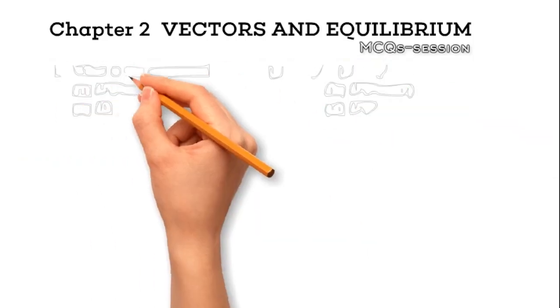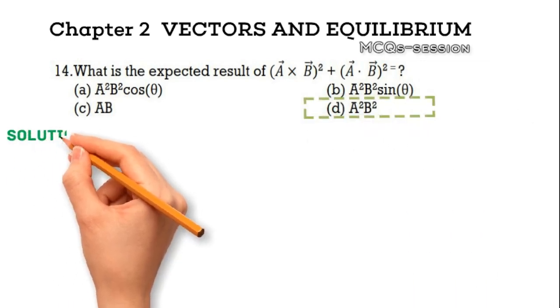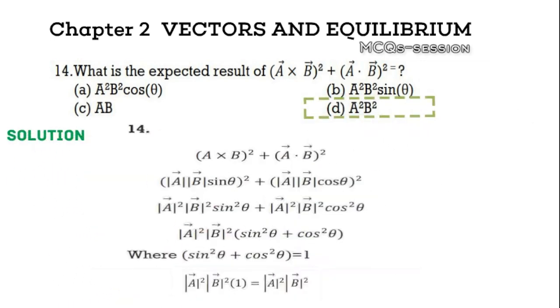Question 14. What is the expected result of the expression vector A cross vector B squared plus vector A dot vector B squared? Options: A, A squared B squared cosine theta, B, A squared B squared sine theta, C, AB, D, A squared B squared. Pause the video and give it a try. The correct answer is D, A squared B squared. Explanation. The cross and dot product of A and B vectors can be written as follows, and simplifying and arranging the terms we get sine square theta plus cos square theta is equal to 1. Therefore, we get A squared B squared.